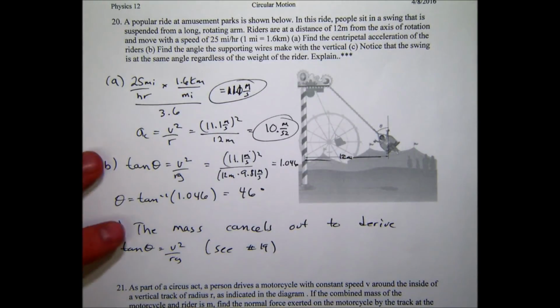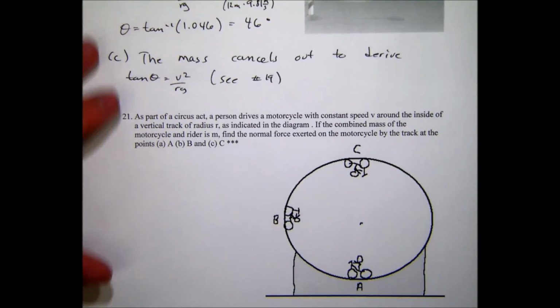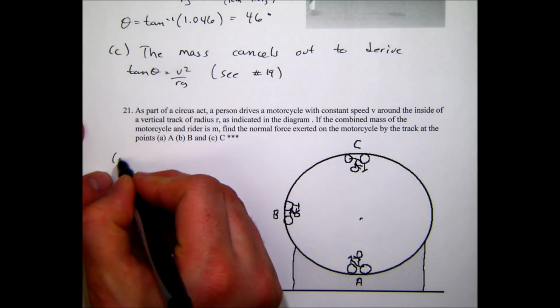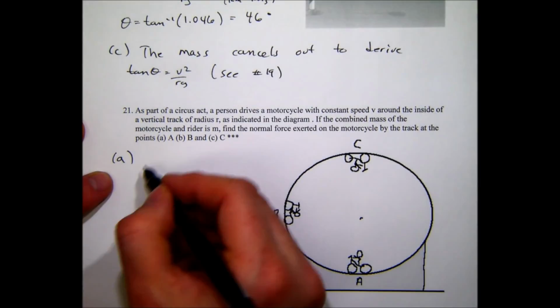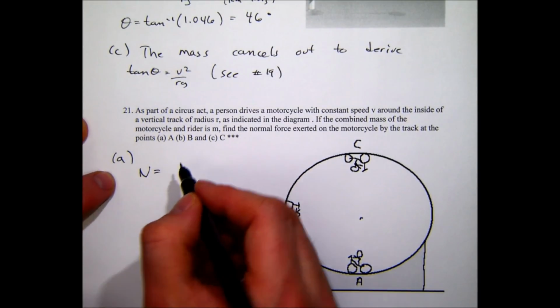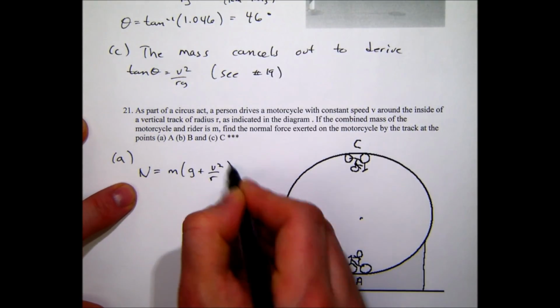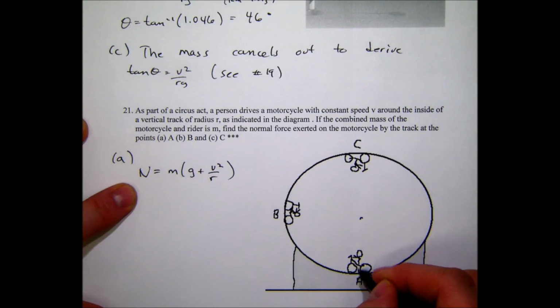So we move on to question 21. It says, as part of a circus act, a person drives a motorcycle with a constant speed around the inside of a vertical track of radius r, indicated in the diagram. If the combined mass of the motorcycle and the rider is m, find the normal force exerted on the motorcycle by the track at positions A, B, and C. So A is the bottom.